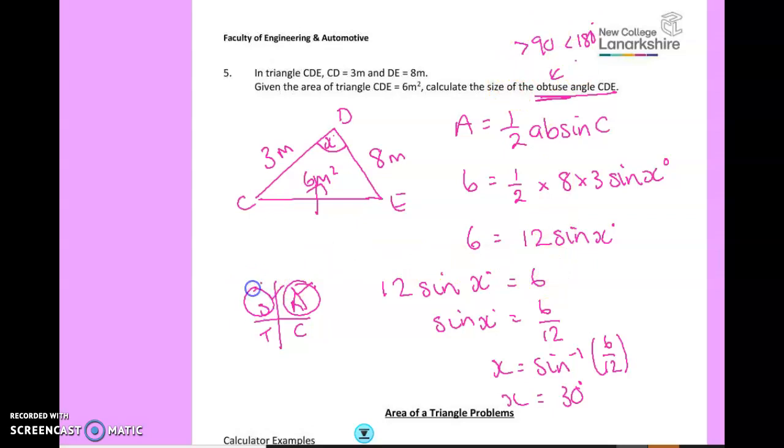So it's going to be in here. In here we do 180 minus. So to get my final answer, 180 minus 30, which would be 150 degrees.